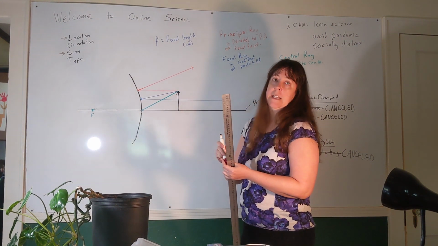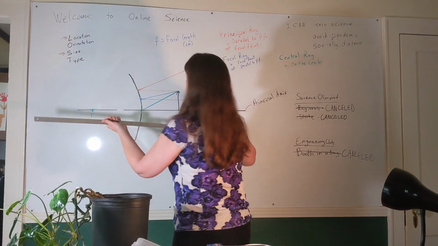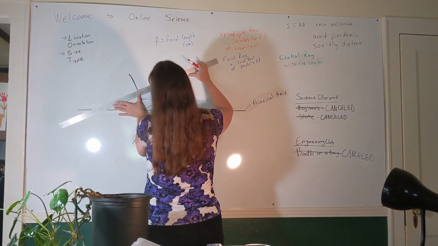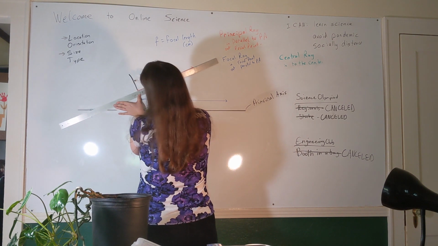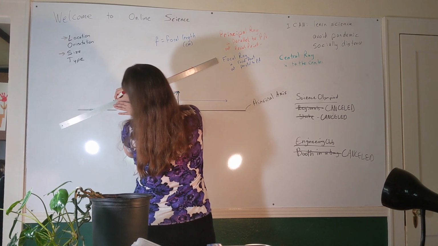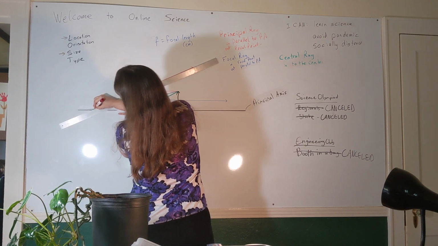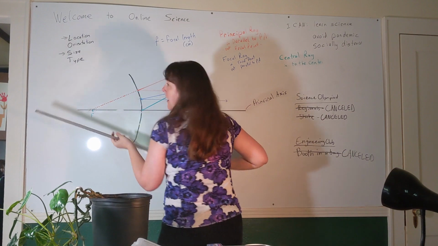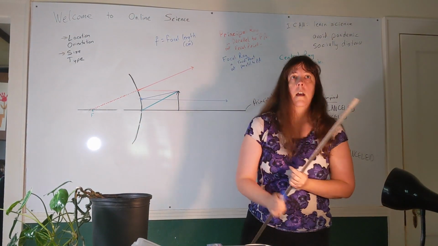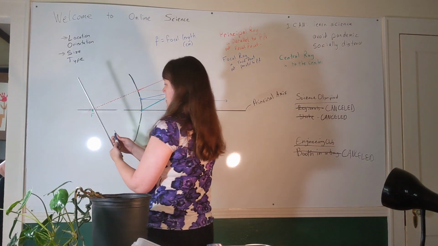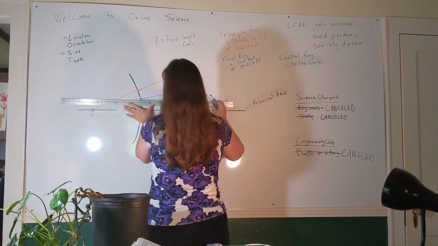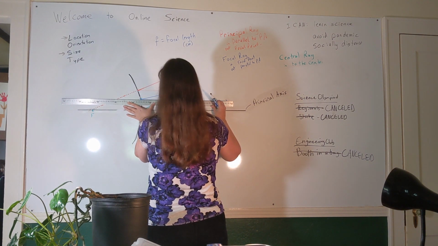So I need to draw those dotted lines, those virtual light rays behind the mirror. I'm drawing backwards from the reflected ray, backwards from here, for the principal ray, and then backwards from here for the focal ray.